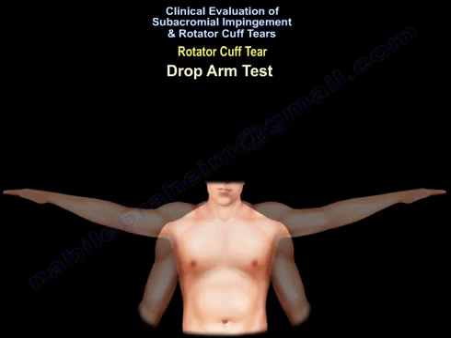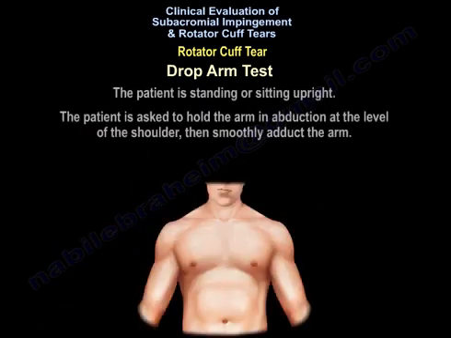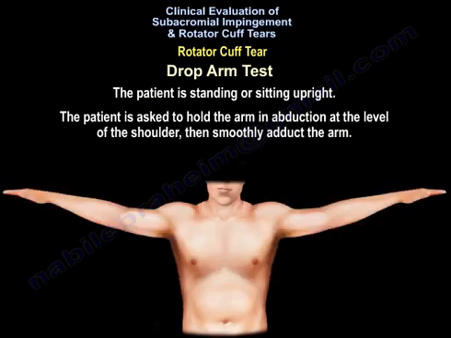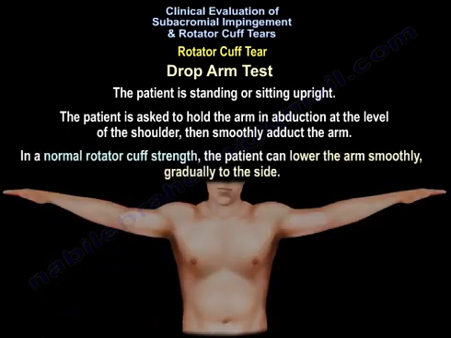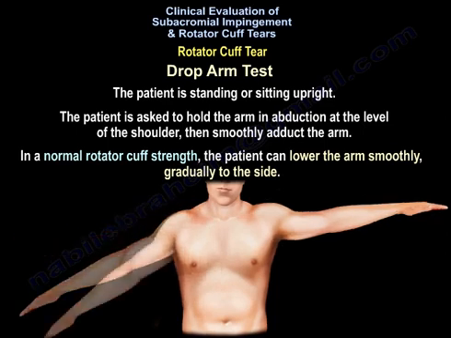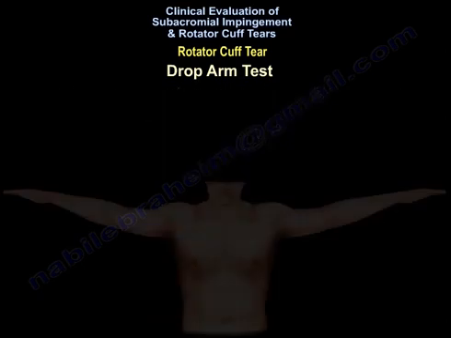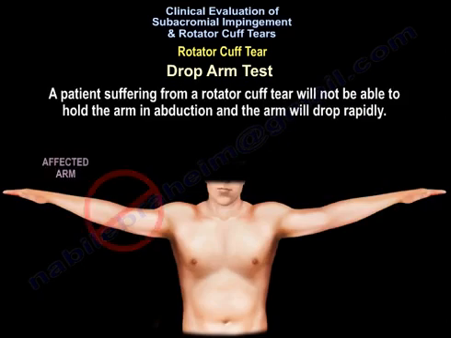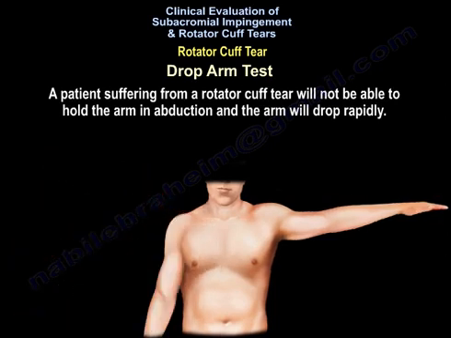How about drop arm test? Patient is standing or sitting upright. The patient is asked to hold the arm in abduction at the level of the shoulder, then smoothly adduct the arm. In a normal rotator cuff strength, the patient can lower the arm smoothly, gradually to the side. A patient suffering from rotator cuff tear will not be able to hold the arm in abduction and the arm will drop rapidly.